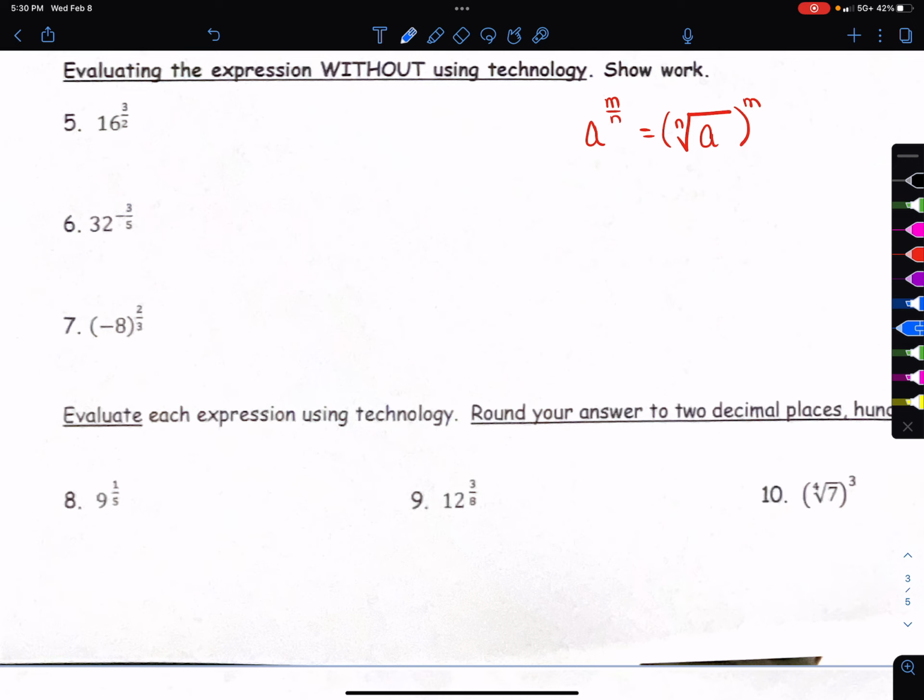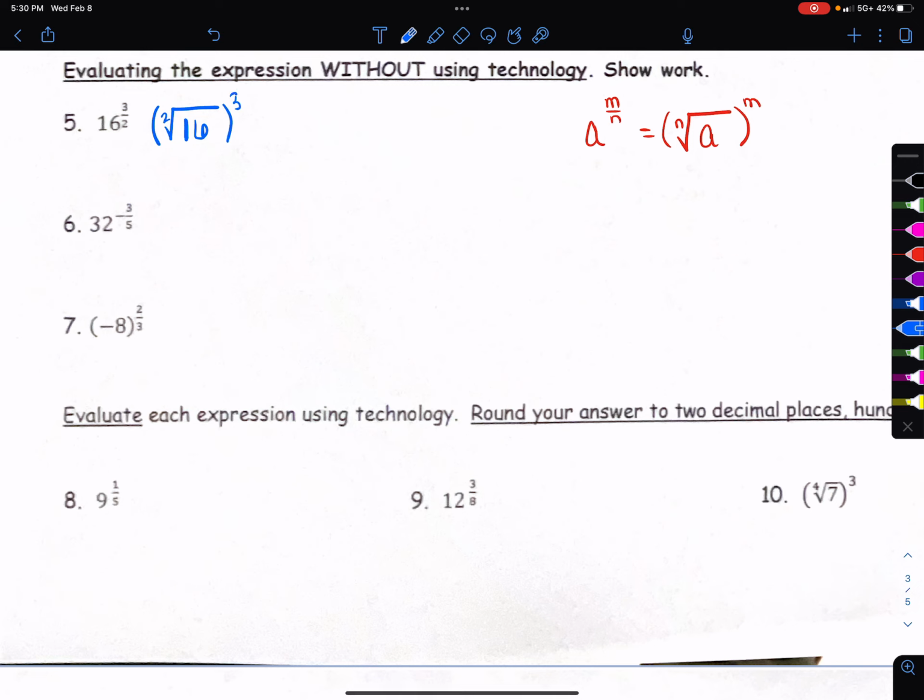Okay, so the number underneath the radical is called the radicand. That's going to be 16. The root is 2. They normally don't write a 2. If it was 3, 4, 5, any other number they would, but 2 they don't typically write. So then we have the square root of 16 to the 3rd power.